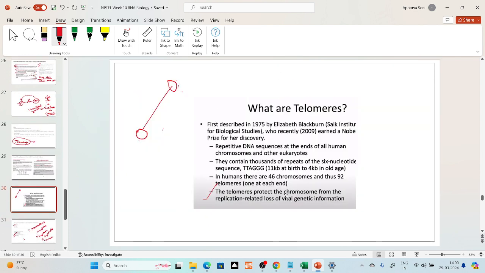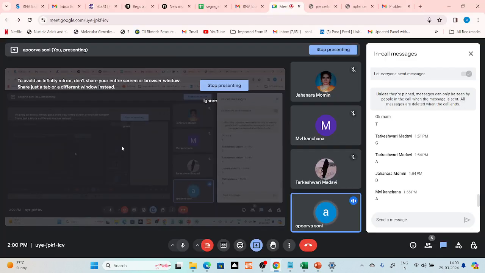Then we studied what telomeres are. These are basically the repetitive sequences present at the ends of the chromosomes. They are present at both ends, so if there are 46 chromosomes, that means there are 92 telomeres, and they protect the chromosome from replication-related loss. So vital information is not lost during replication because telomeres are present at the end.